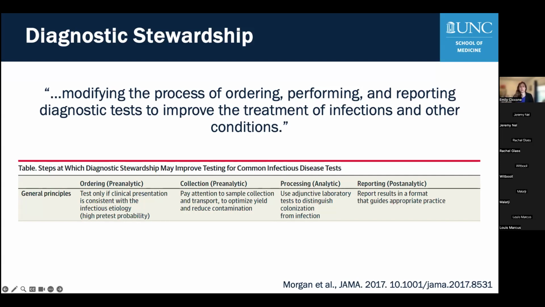And then there's the actual processing that the laboratory does, making sure to minimize colonization. And then finally, how the results are reported to providers. So one thing that is done by our microbiology lab using our electronic medical record is they hide the results of antimicrobial susceptibility testing for broader spectrum antibiotics if there is a more narrow spectrum antibiotic that a bacteria is susceptible to. So for instance, if an E. coli is ceftriaxone susceptible, they will hide the carbapenem susceptibility testing. So basically reporting results in a way that guides appropriate practice.